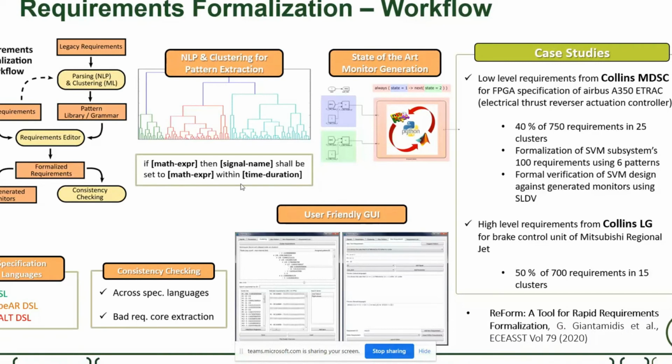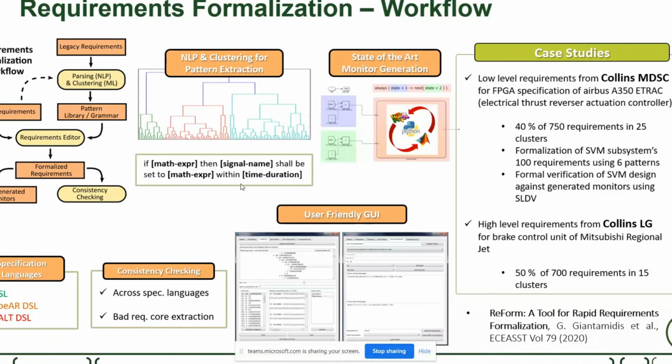Now the formalization process that follows is manual, but we make sure to make it as painless as possible. So clustering already helps a lot, as instead of formalizing 1,000 requirements, we have to formalize 50 patterns, for example. And then another way we help is we offer some high-level specification languages. We support several of those, namely PSL, which stands for Property Specification Language, the SPEAR Domain Specific Language, and the SALT Domain Specific Language.